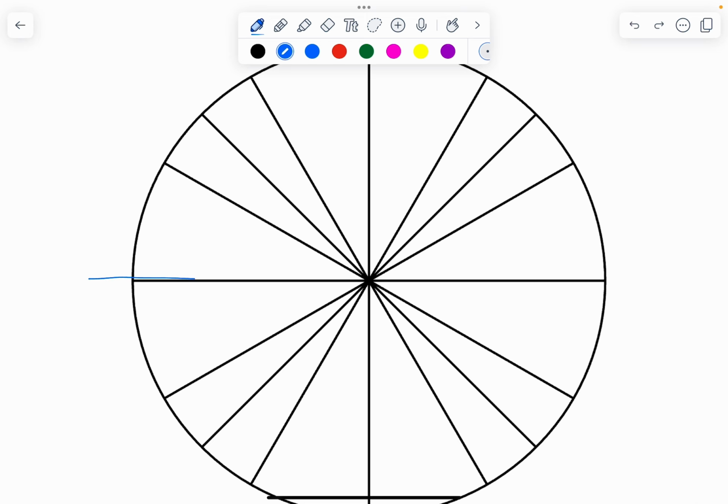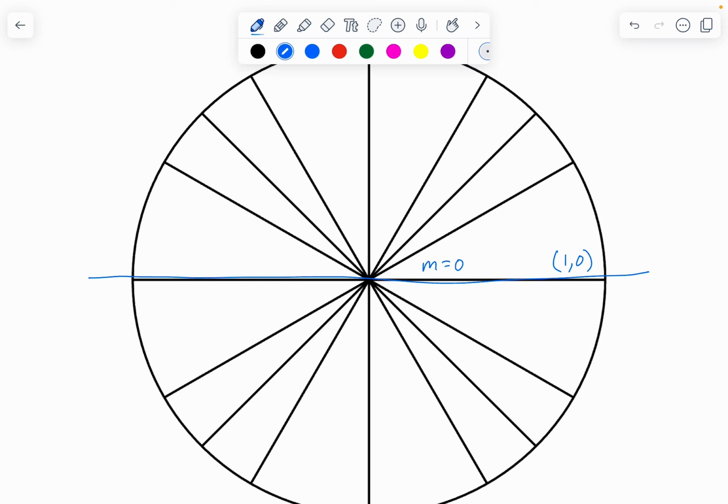If you think about this line right here, hopefully you recognize we're not going up, we're not going down, we're just cruising right along. This has a slope of 0. These are the coordinates (1, 0). When I find the tangent, it's the y value over the x value, and sure enough, 0 divided by 1 is 0. So tangent of 0 radians is equal to 0. Likewise, tangent of pi radians over here is equal to 0.